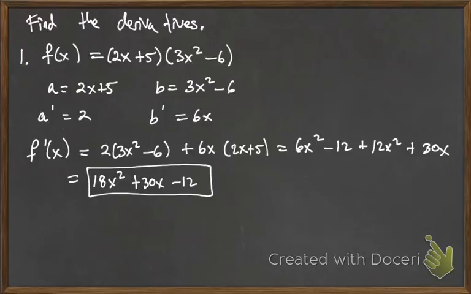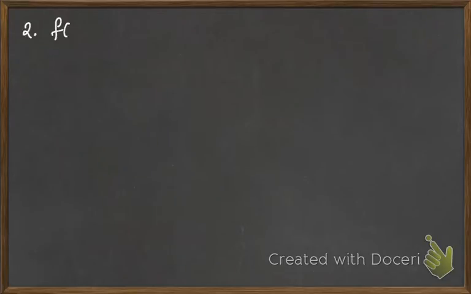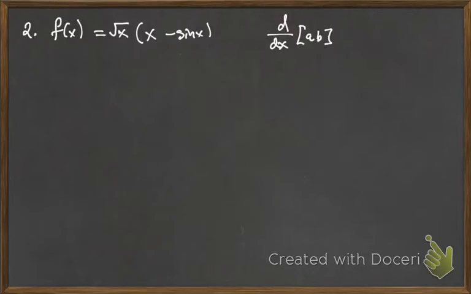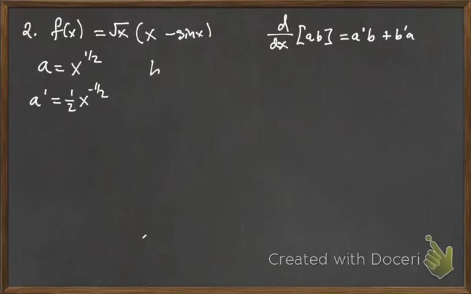Okay, let's try another one. Let's do f of x is equal to the square root of x times x minus sine of x. Then we'll go ahead and write ABA off to the side here. So the derivative of a times b is a prime b plus b prime a. A is going to be the square root of x, but it's easier to work with as x to the 1/2 power. A prime will be 1/2 x to the minus 1/2. B will be x minus sine x. Derivative of that will be 1 minus cosine of x.